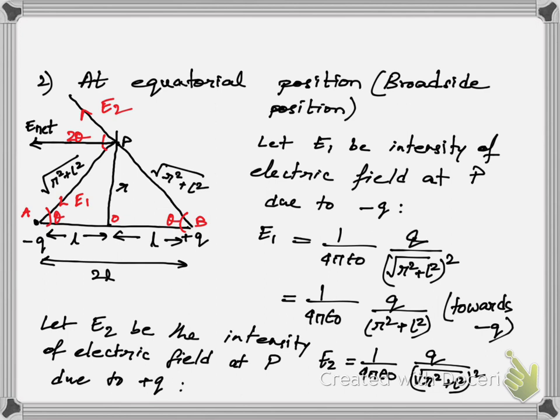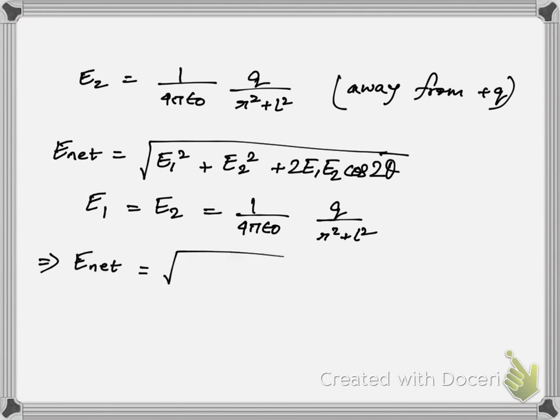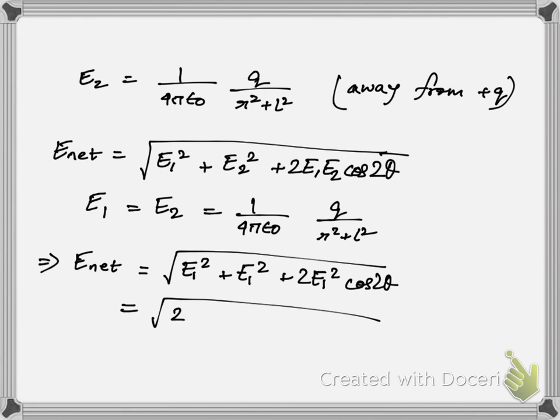Now going back to our calculations, the magnitudes of E1 and E2 are same or equal, that is 1 by 4 pi epsilon naught q by r square plus L square. So I'll write E2 as E1 only. So E net is equal to root of E1 square plus E1 square plus 2 E1 square cos 2 theta. Now from here I can take 2 E1 square common, and this shall be 1 plus cos 2 theta.